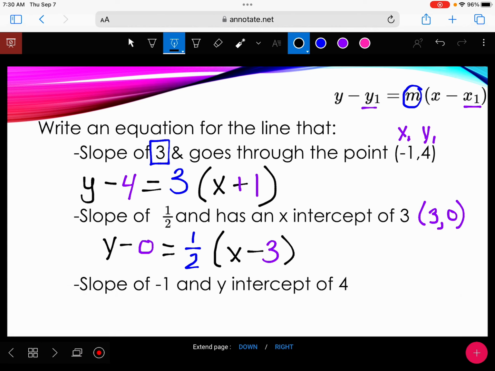All right, one more like this. So we're going to have a slope of -1 and a y-intercept of 4. How can I write y-intercept of 4 as an ordered pair? 0, 4. My x is 0. That's part of the definition of a y-intercept.